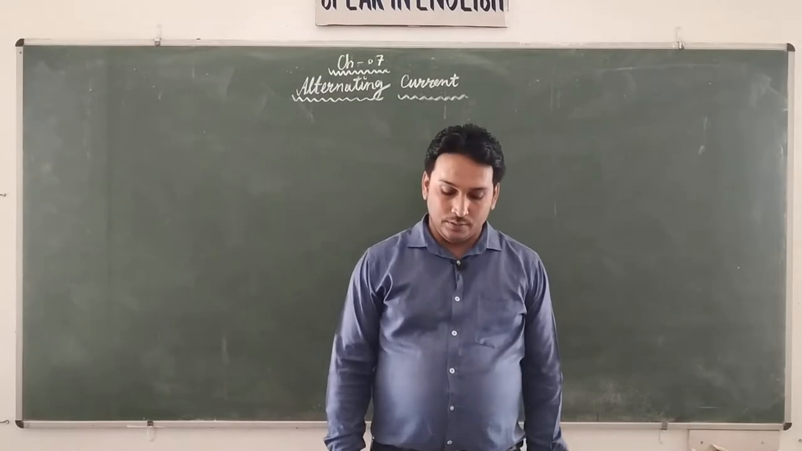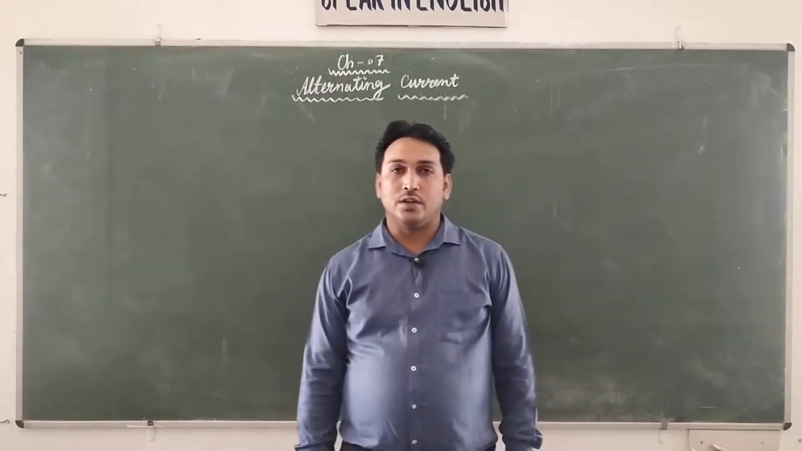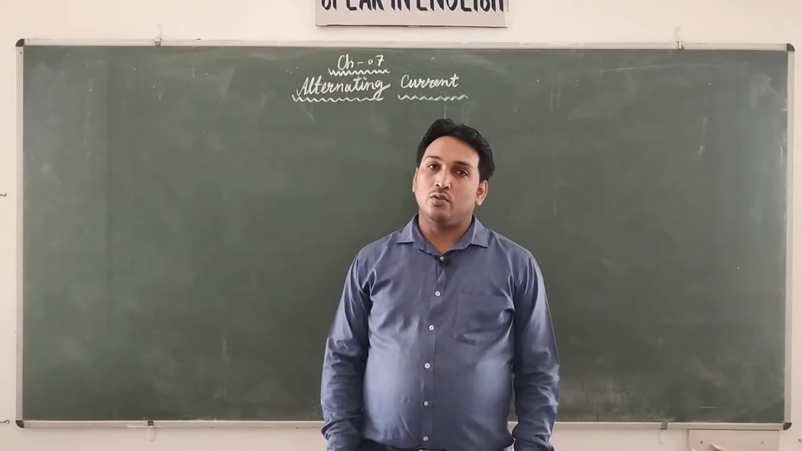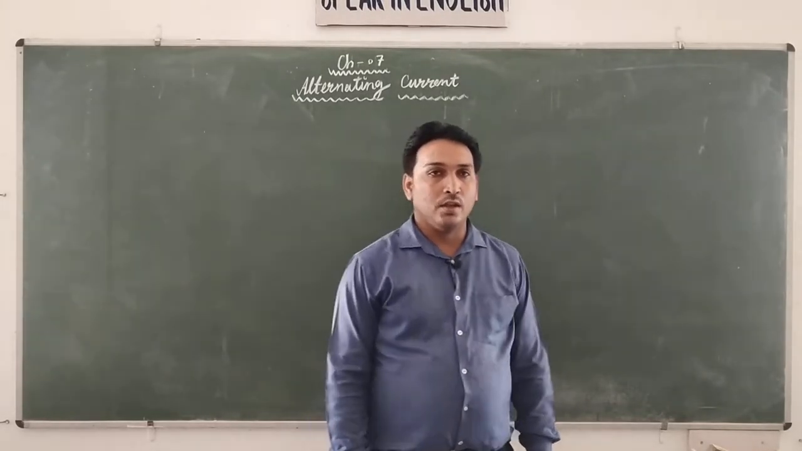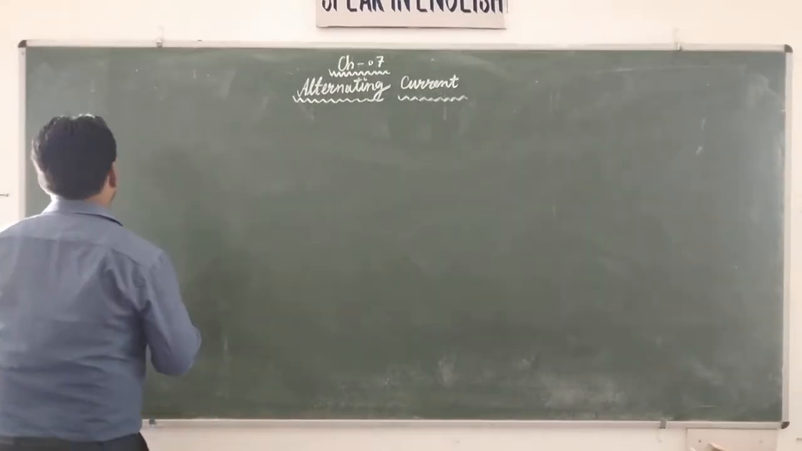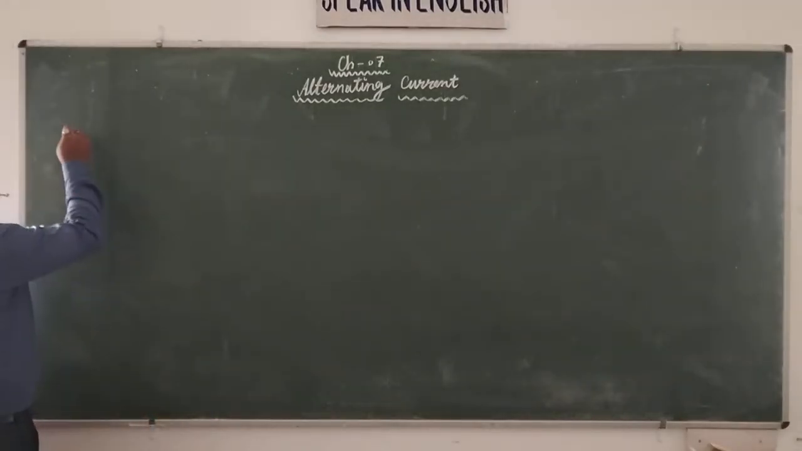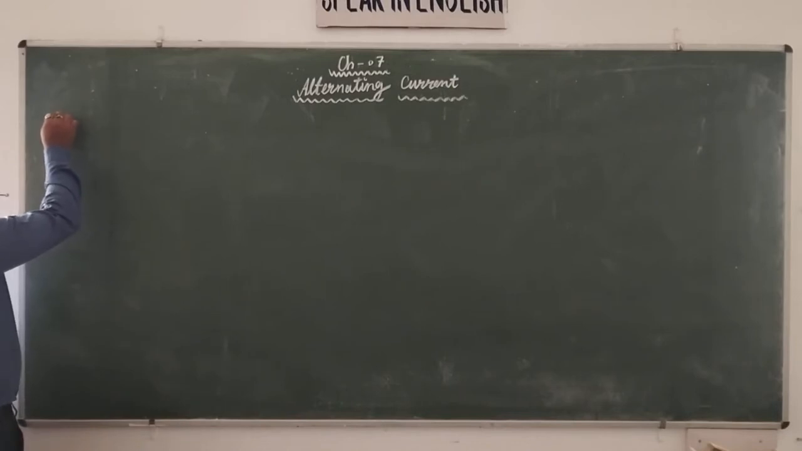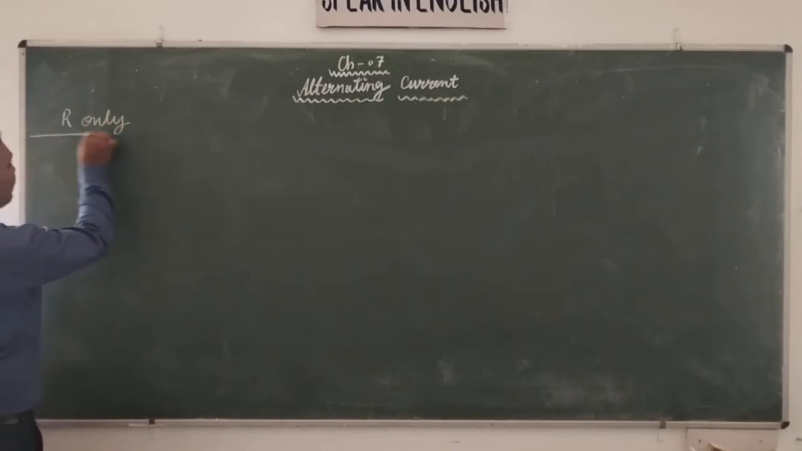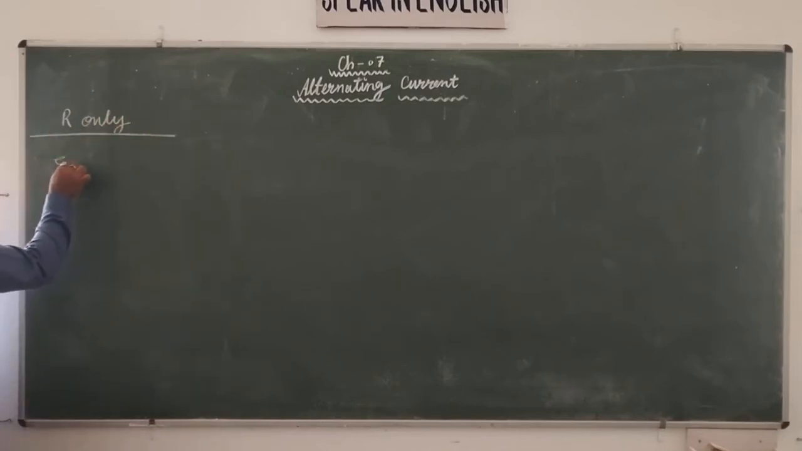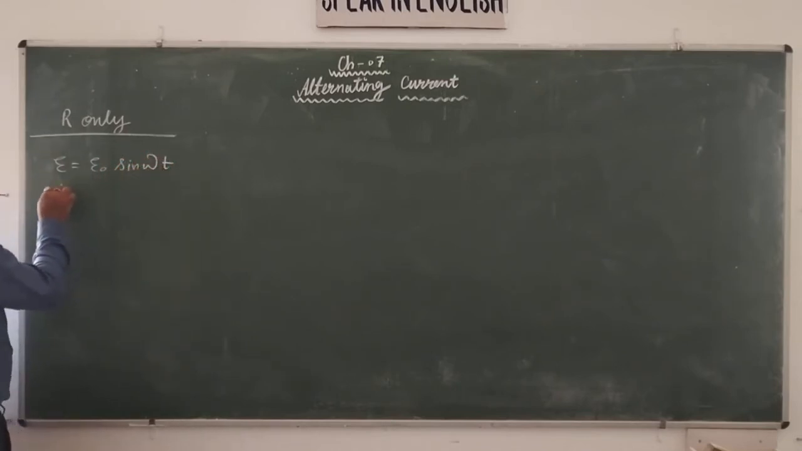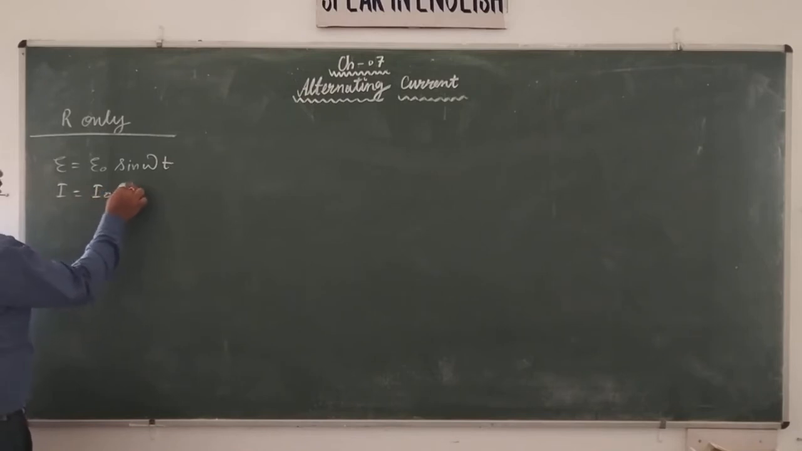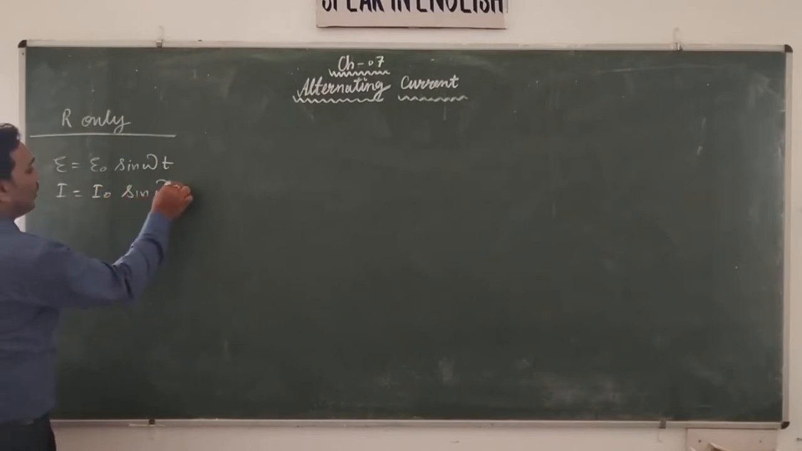But before doing that, let me give you a quick review on what we have studied in the last lecture, because all those that we have studied in the last lecture is going to be used today. Okay. So first of all, about AC circuits, what we have studied. The first AC circuit we have studied, circuit containing R only. In that case, EMF is given by E0 sin omega t, and current is given by I0 sin omega t.